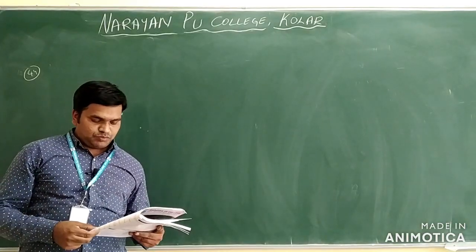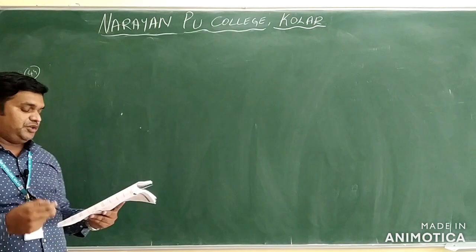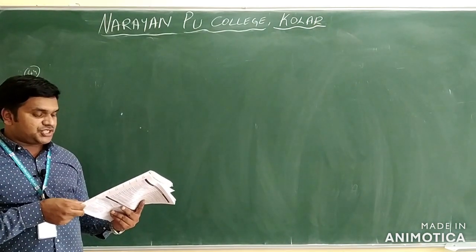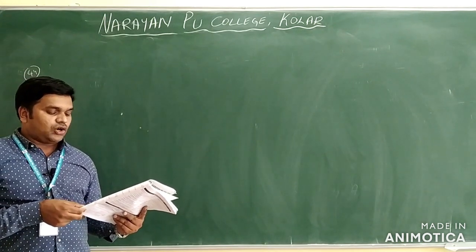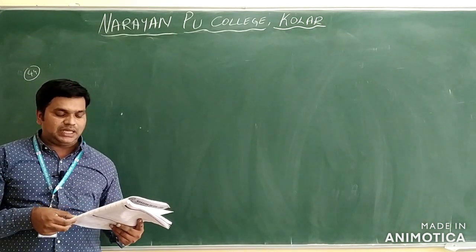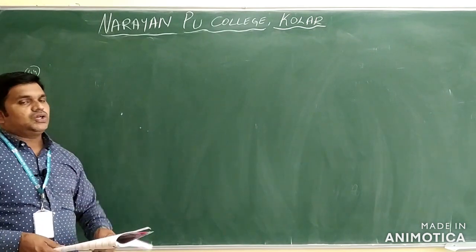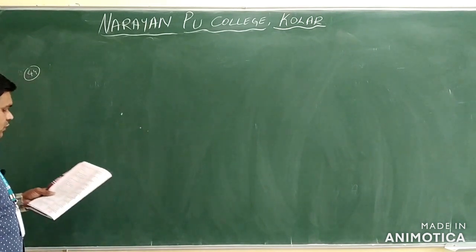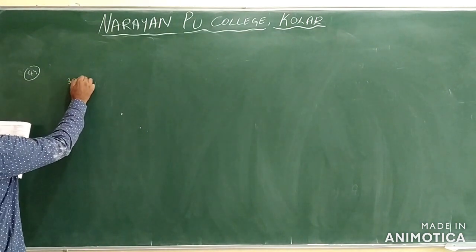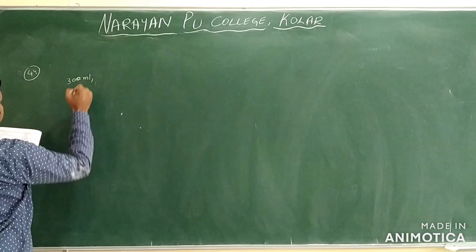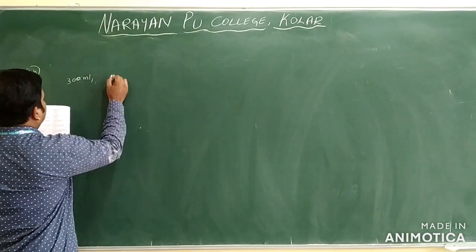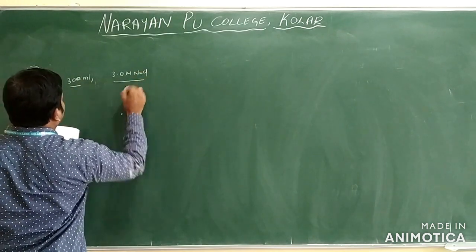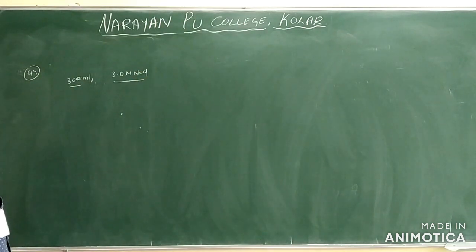Next we have question number 44. 300 ml of 0.3 molar NaCl solution is added to 200 ml of 4.0 molar BaCl2 solution. The concentration of Cl minus ions in the resulting solution only. Clear? Initially the given volume is how much? 300 ml, and what is the molar given? 3.0 molar NaCl only. From this we can find out the number of moles.